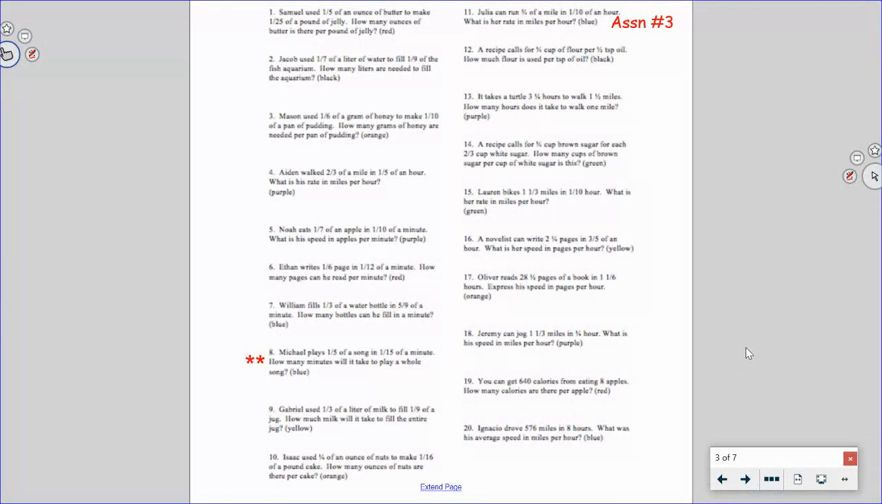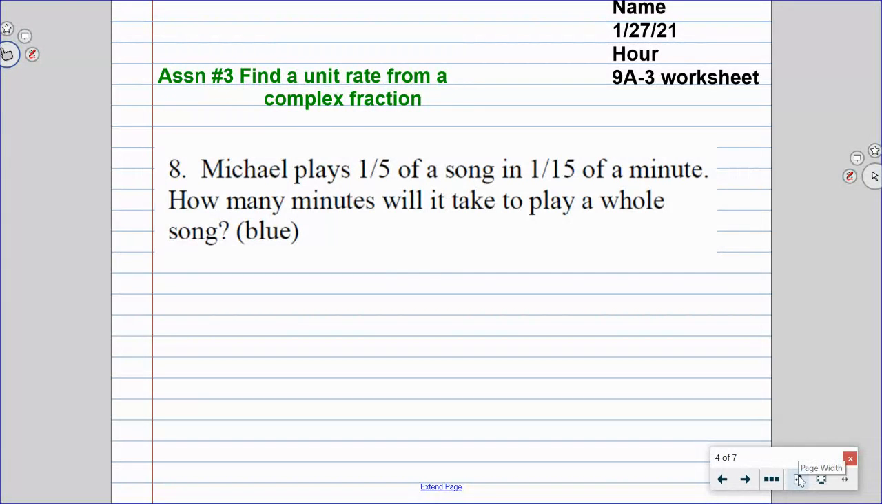And here we go. We're going to pass out this worksheet in class. Otherwise, you will have it on Google Classroom. I would invite you to do your work on a separate sheet of paper. I mean, you can always do it on the back of your worksheet. It's just a lot of flipping back and forth, but that's your call. If you're going to do it, go ahead and title the assignment number 3, 27th of January, and your hour, and 9A-3A, 3A worksheet. Let's go ahead and do number 8 together.